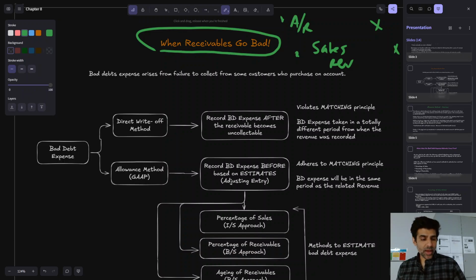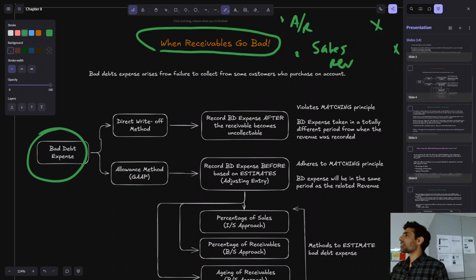So in order to do that, we are going to take some kind of expense, okay? Because that's going to offset this revenue that's being recorded, and it's going to offset it by this amount that we expect to not be able to collect. Or in the case of the direct write-off method, how much we actually don't collect. Okay, so we're going to offset the revenue that we recorded when the account receivable was created with an expense.